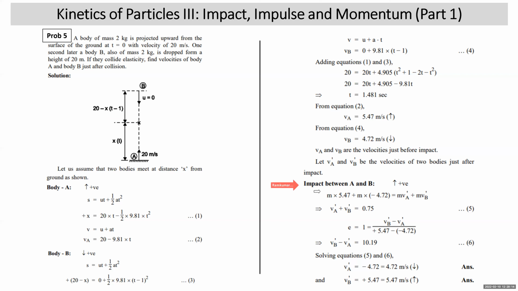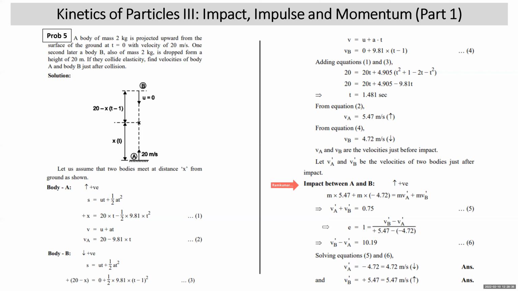Let's take now impact between two bodies. I take upward positive. Mass of the two bodies are same, so I can write that as m. This is 2 kgs. I don't need to substitute that. M into 5.47 plus m into 4.72 minus. Why minus? Since it is downward. M VA dash plus m VB dash. M gets cancelled. You get VA dash plus VB dash is 0.75.